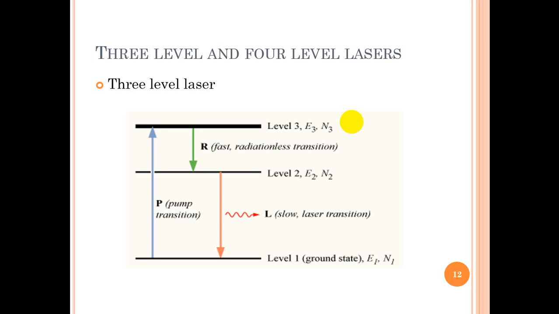There are some drawbacks of a three-level laser. In a three-level laser system, the terminal level is the ground level and hence a large number of atoms are to be transferred to E2. So this requires more pumping power. Also, if the difference of the atoms in the two levels is small, the power required is also small. So the efficiency of a three-level laser is less.